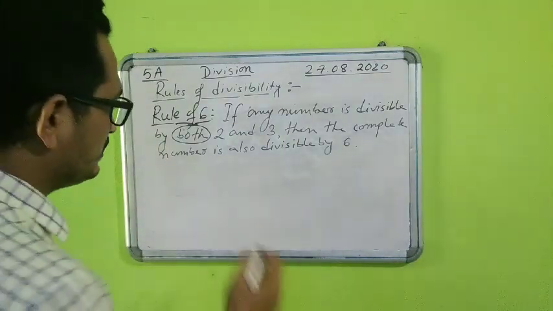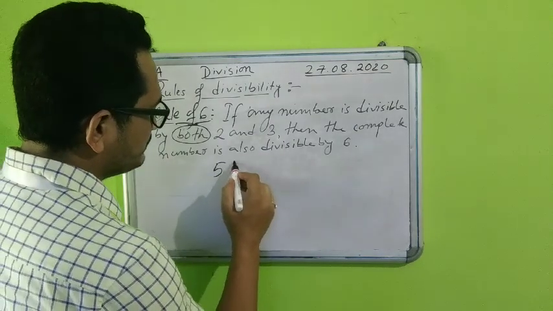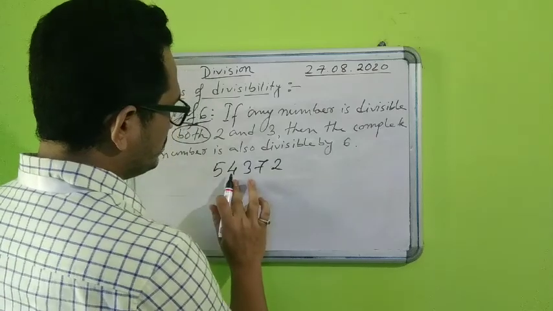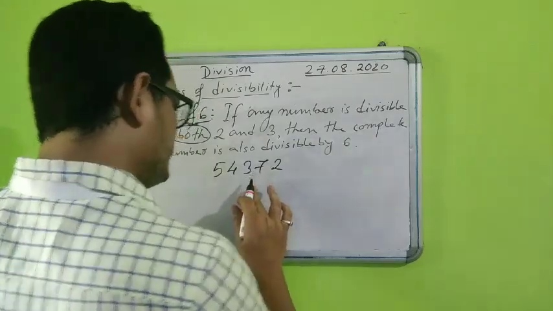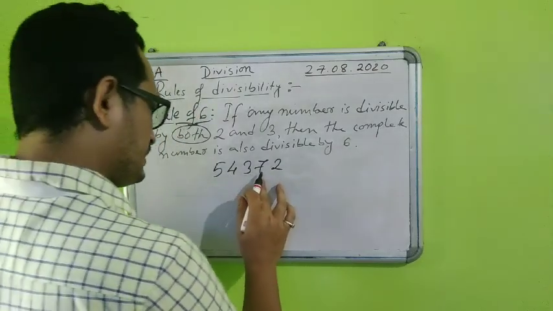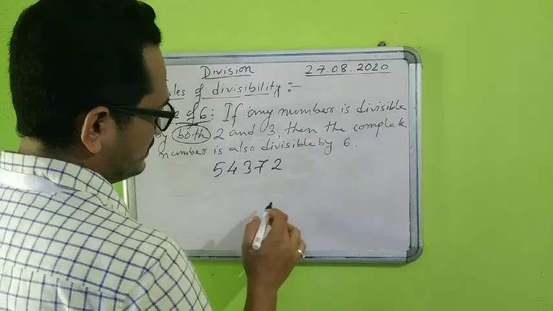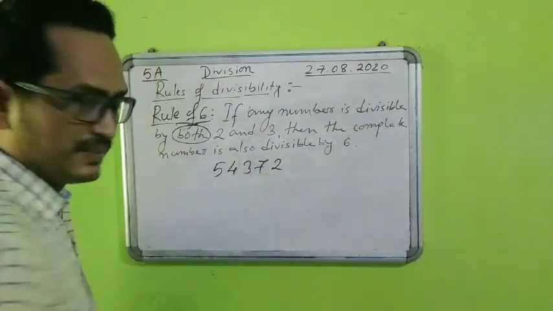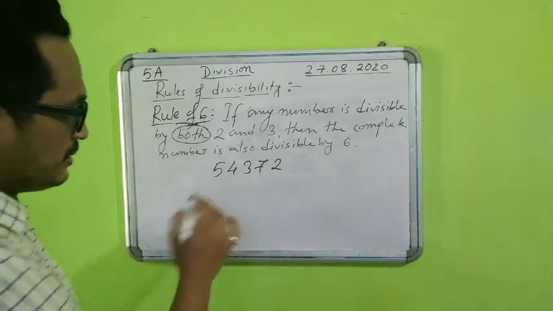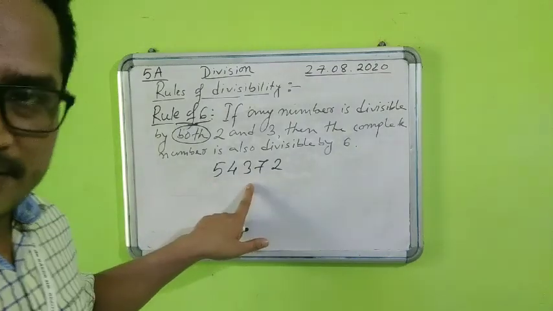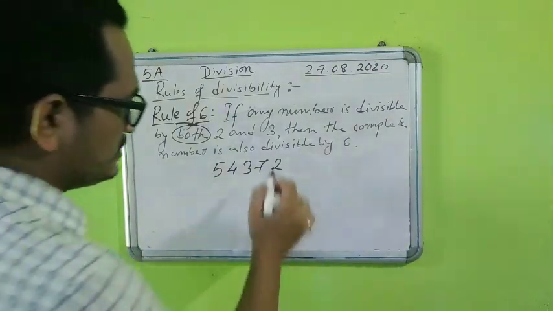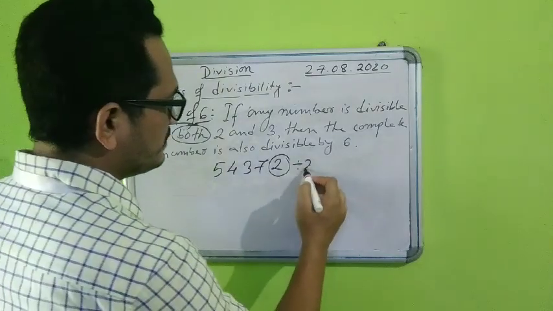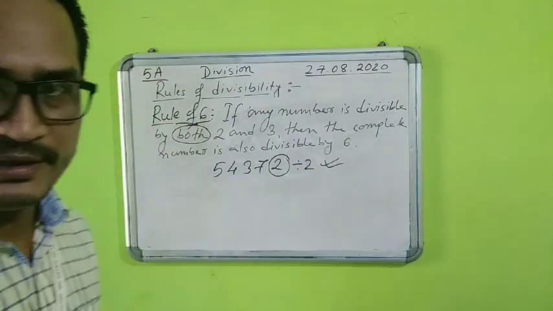Let us take an example. So I am taking a number 5, 4, 3, 7, 2. 5 plus 4, 9, plus 3, 12, 19, 21. Okay, let us take this 5-digit number. Now students, you see this number is divisible by 2, of course. Why? Because the last digit is what? The last digit is 2. So we can easily divide it by 2. It will be divisible. No remainder will come.